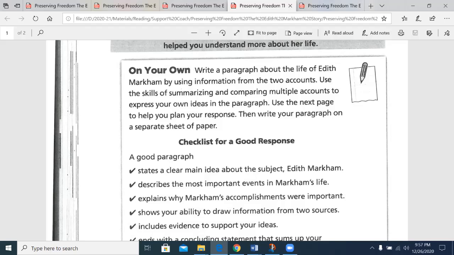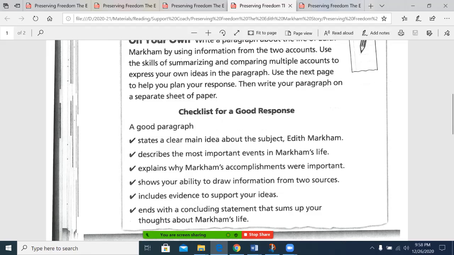So you're going to write a paragraph about the life of Edith Markham by using information from the two accounts. Use the skills of summarizing and comparing multiple accounts to express your own ideas in the paragraph. Use the next page to help you plan your response. Then write your paragraph on a separate sheet of paper. So regardless of which way you want to complete this assignment, you're going to need to use the next page in order to plan. The only difference is whether you choose to use it to type or to speak.